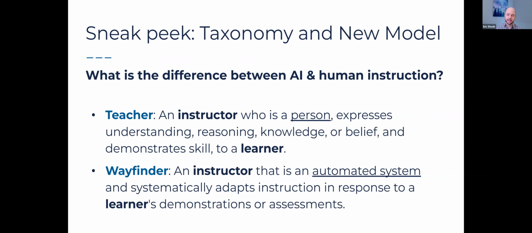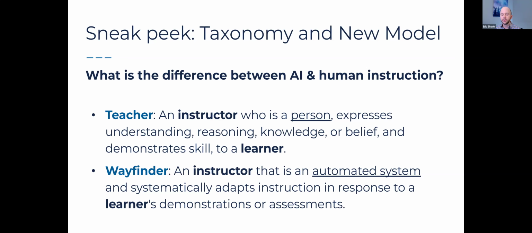And using that taxonomy, where we're at right now, we're on version 10, using prompting with AI and me manually editing. I actually have a hard copy right here at my desk that I manually edit, go back and come back. A teacher is an instructor who's a person, right? I've underlined person, expresses understanding, reasoning, knowledge, or belief that all have definitions and demonstrates skill. This is an important differentiator that AI, until we get to robotics, really can't do to a learner.